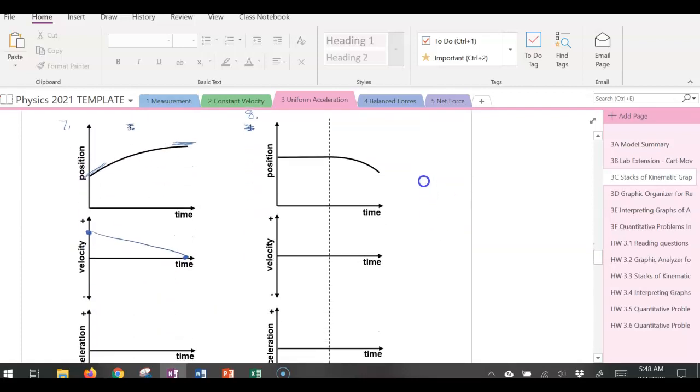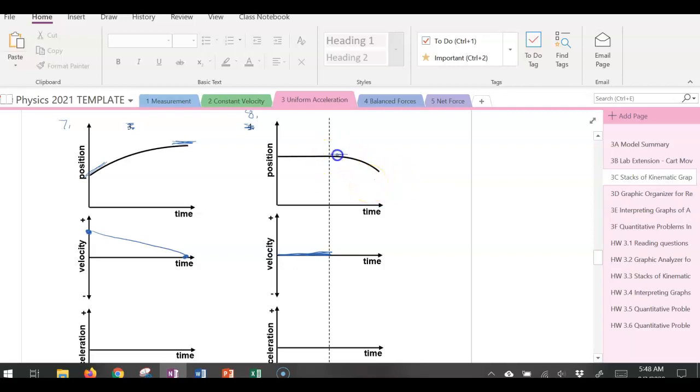Okay, let's look at 8. So here I have an object. For the first few seconds, the position's not changing, so it's not moving. I know that means the velocity is 0 for the first couple of seconds. Then it's moving in the negative direction. I can tell that because the position is getting smaller. Generally, the slope here is negative. That means it's moving in the negative direction.